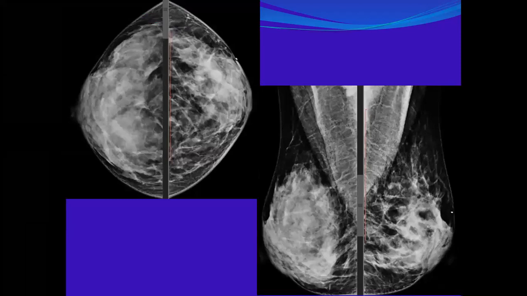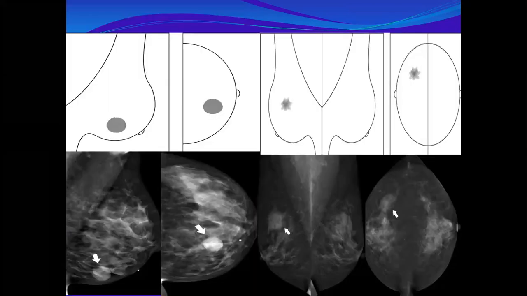But please, Dr. Rabab, can you go back to that case? Because I see it as a mass. Why is it an asymmetry, focal asymmetry? Who is talking?